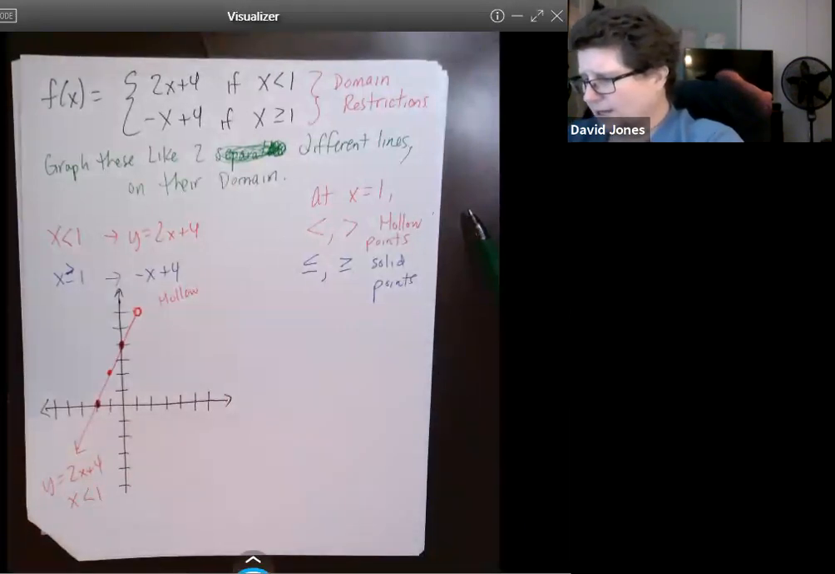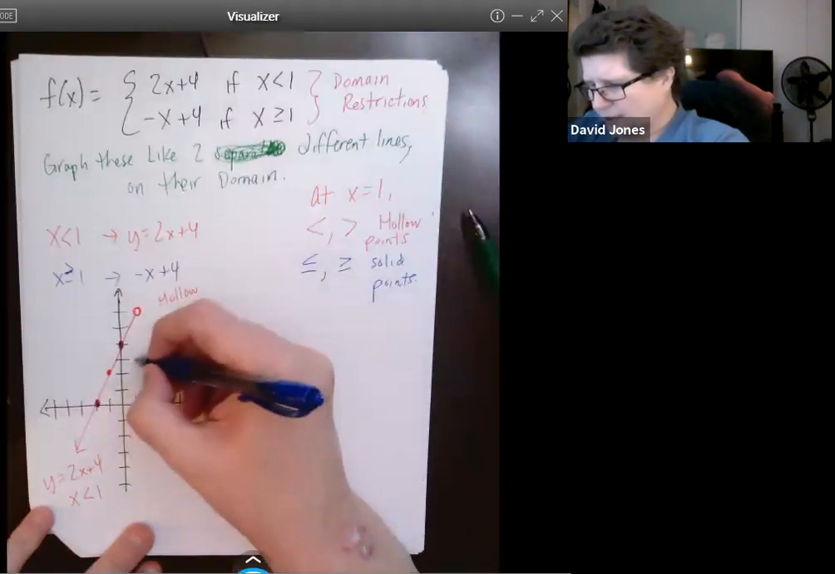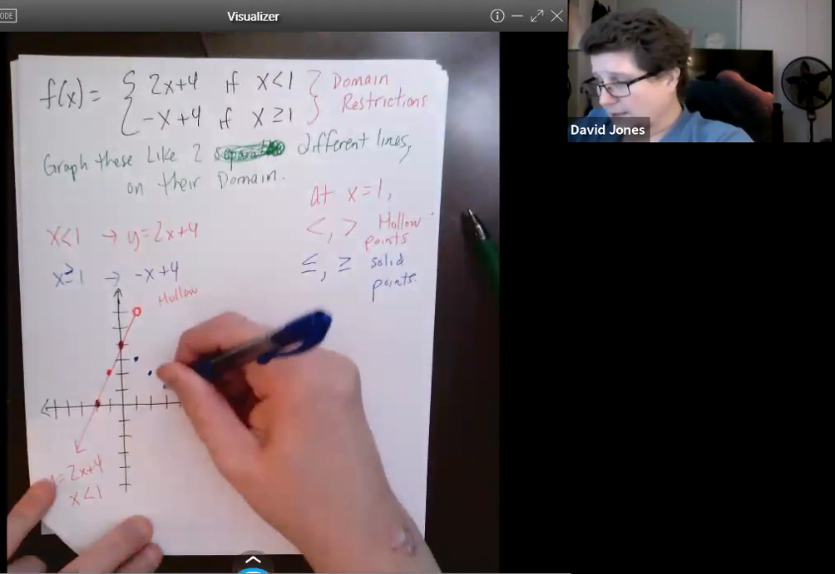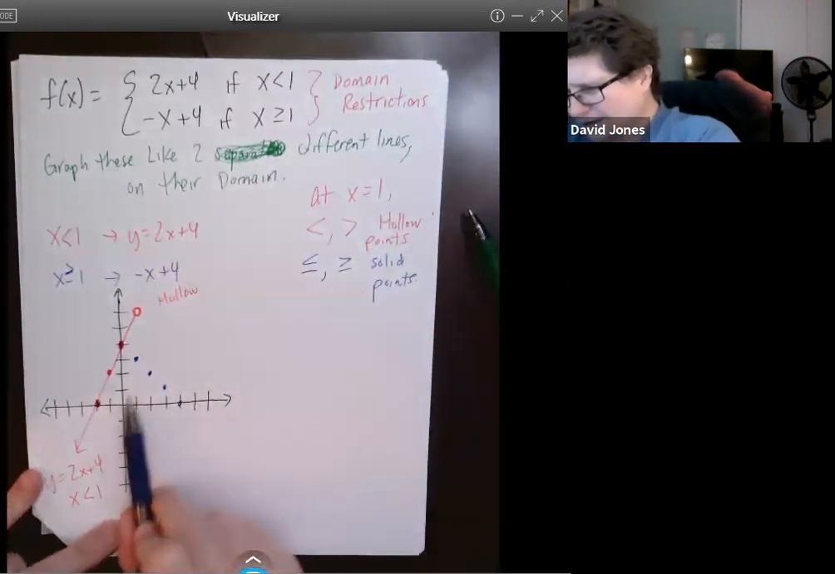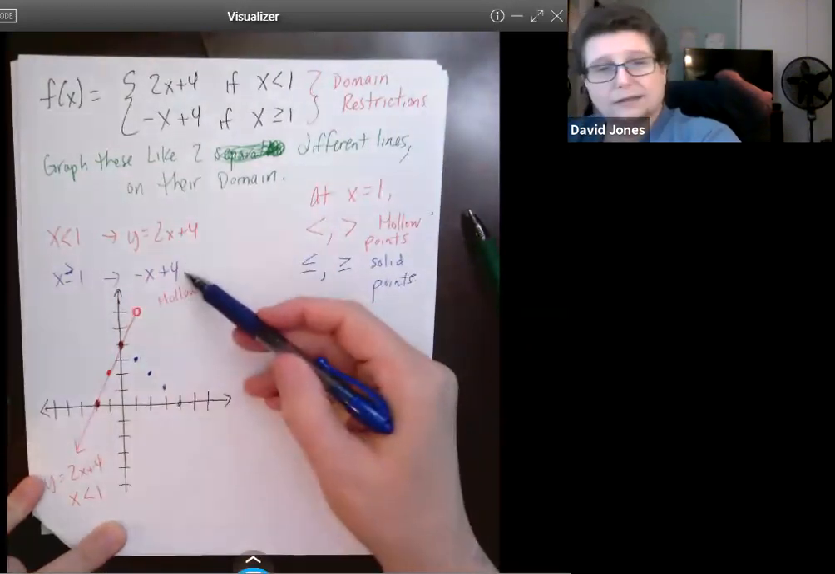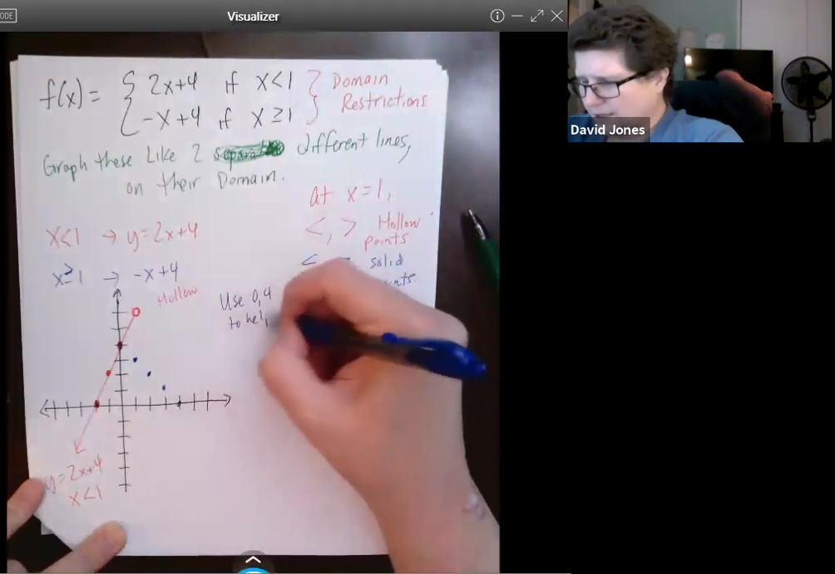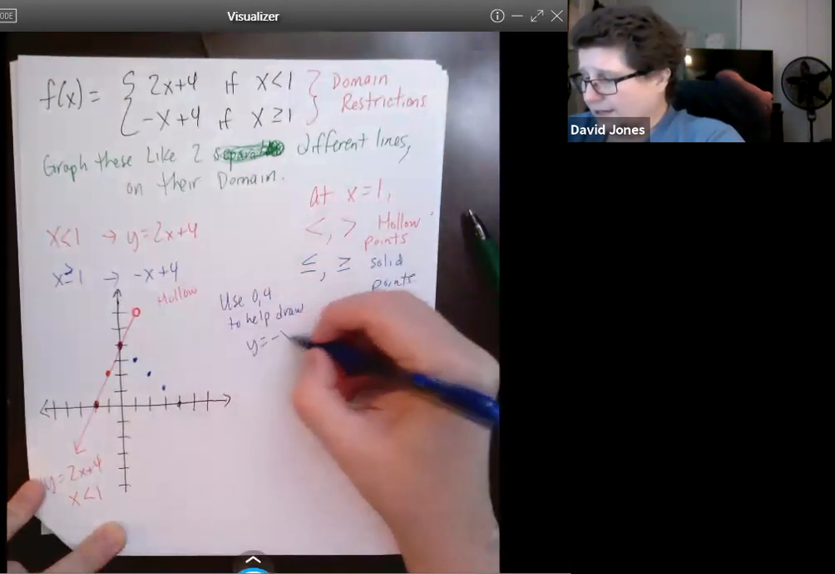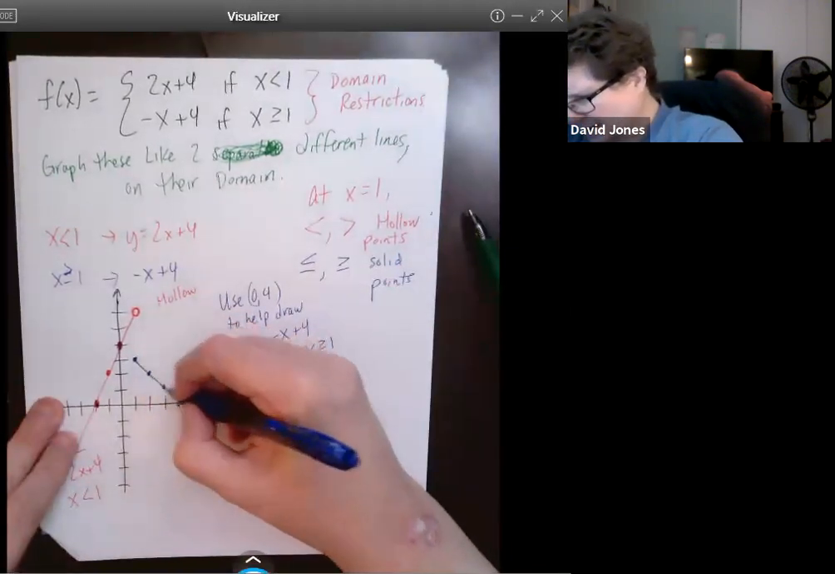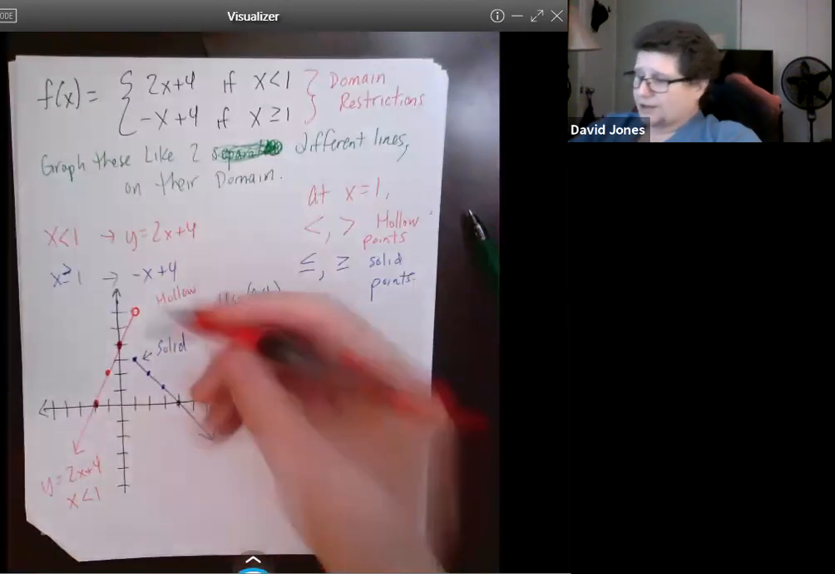And then for x greater than 1, I have the same point there, and it goes down 1 over 1. Since I can have the equality point, I can include that one. And it keeps going down 1 over 1. I don't actually cross the y-axis because x is restricted to being greater than 1, but I do use it to help me draw my line. So use 0, 4 to help draw y equals negative x plus 4 on x is greater than or equal to 1, but don't actually plot it. My line starts there and goes that direction. We have a solid point right there. That point's hollow, that point's solid.